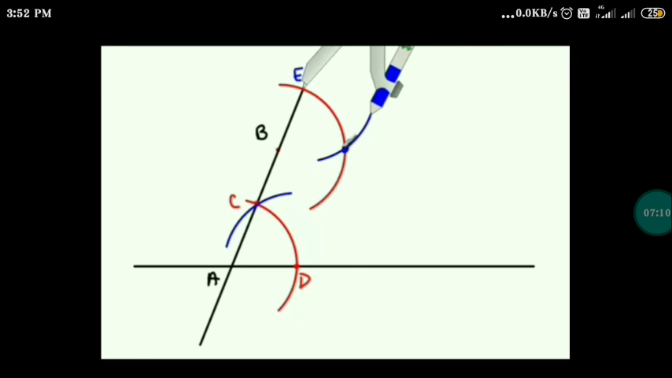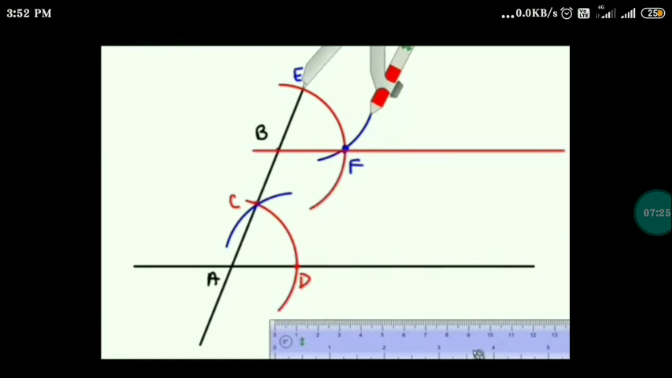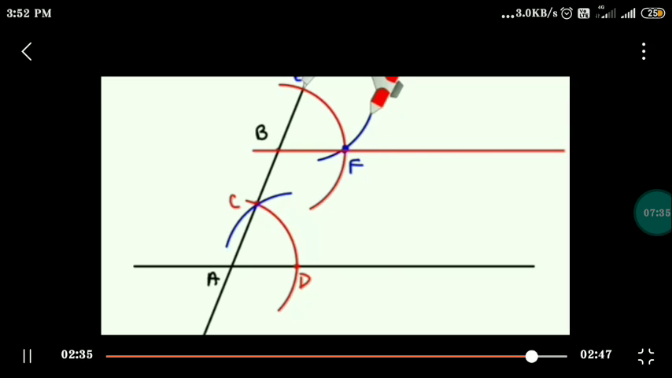So this is F. Now draw a line passing through B and F, which is parallel to the given line, that is line AD. So by constructing equal corresponding angles, you can draw a pair of parallel lines.